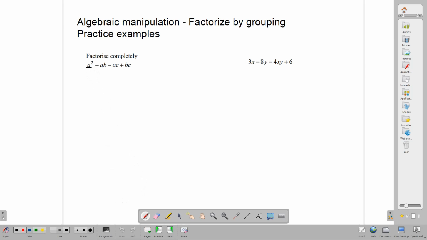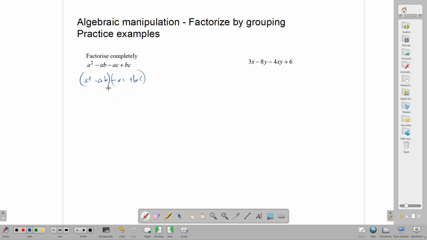Notice this first term is a squared, and this second term has an a, so they have an a in common. This third term, ac, and the fourth term, bc, have c in common. So we can group those two together and group these two together. Let's do that. First, I'm going to write it over. So a squared minus ab minus ac plus bc. These two are grouped together, and those two are grouped together.